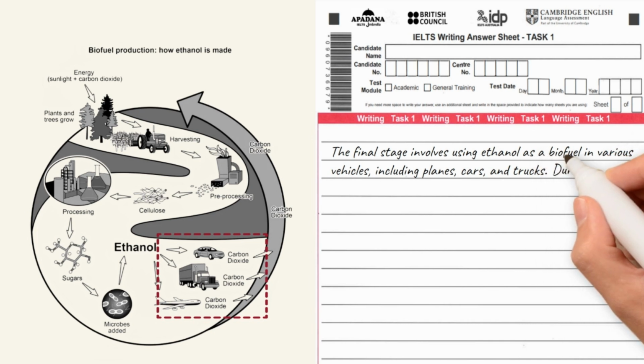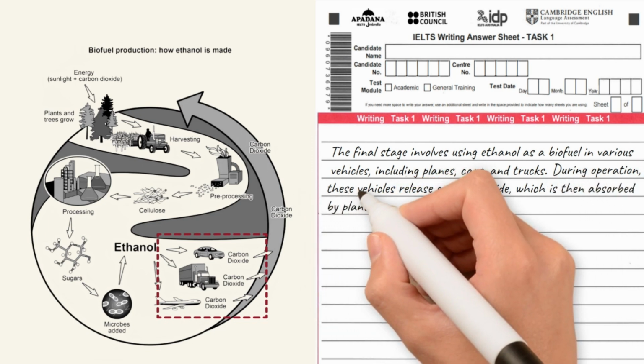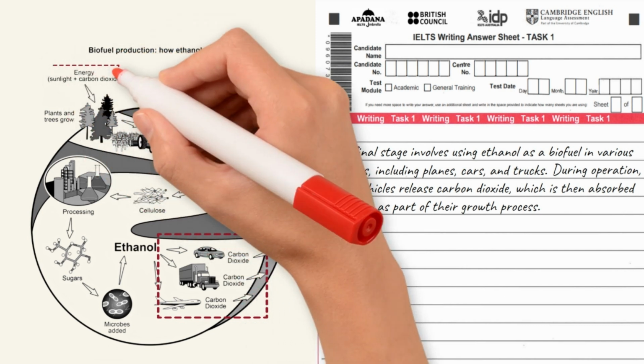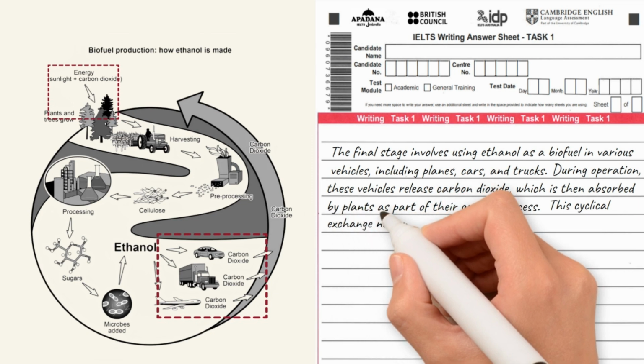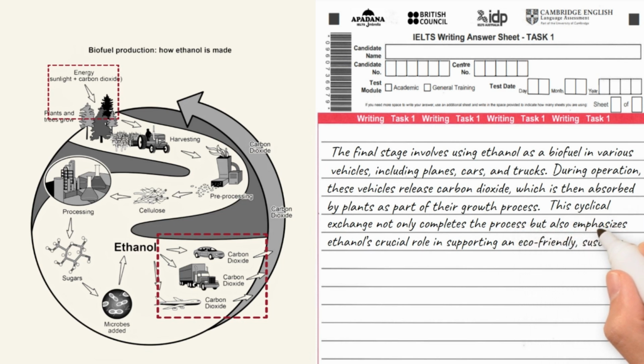Sentence 2. During operation, these vehicles release carbon dioxide, which is then absorbed by the plants as part of their growth process. This brings us back to the starting point of the cycle, completing the loop. Sentence 3. This cyclical exchange not only completes the process, but also emphasizes ethanol's crucial role in supporting an eco-friendly, sustainable energy system. This sentence wraps up the entire process, highlighting ethanol's environmental benefits.